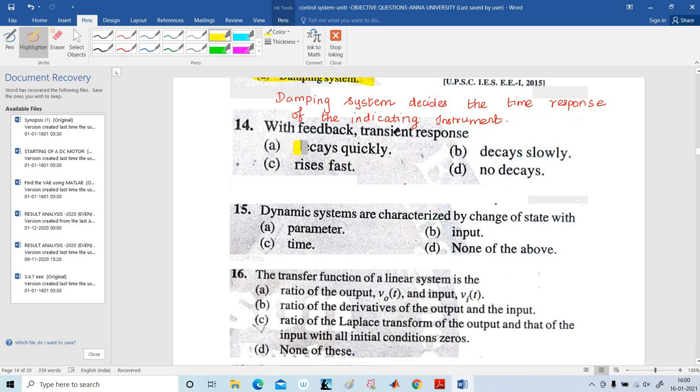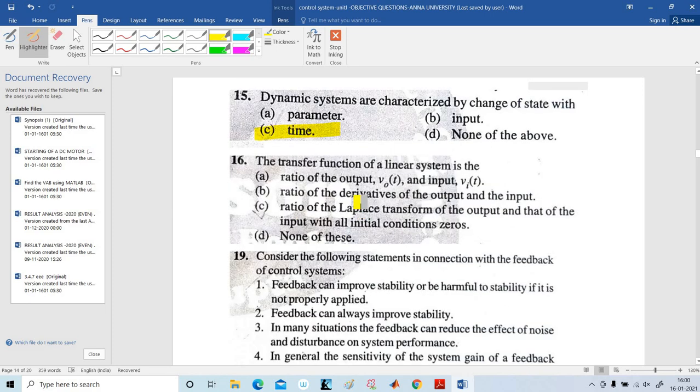Next question, with feedback, transient response decays quickly. When feedback is added, it will reduce the transient response and it decays quickly. Next question, dynamic systems are characterized by the change of state with time. Next, the transfer function of the linear system is the ratio of Laplace transform of the output to that of input with all the initial conditions 0. So this is the correct answer.